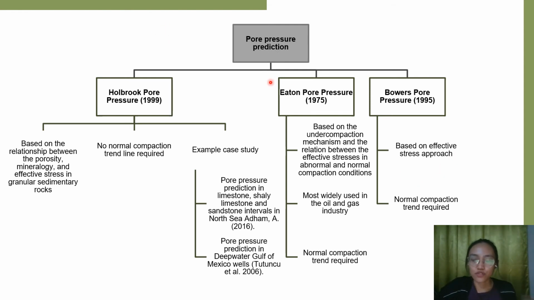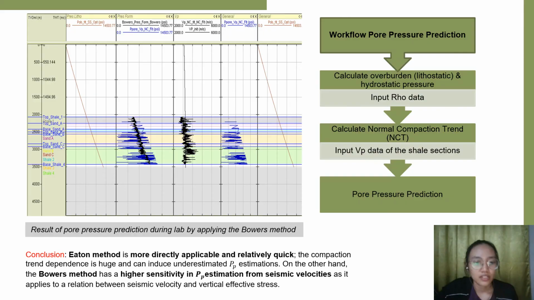For the next slide, I will show the result of the lab, which is using the Bowers pore pressure. So here is the result of pore pressure prediction during the lab by applying the Bowers pore pressure prediction method. Here is the workflow for the lab. First, we have to calculate the vertical stress by inputting the raw data, and after that we have to calculate the NCT by inputting the VP data.